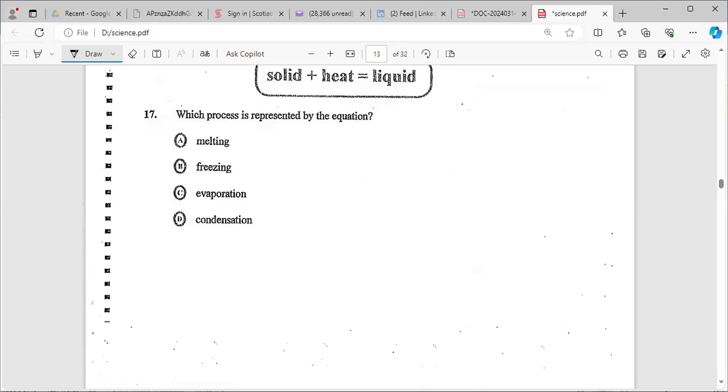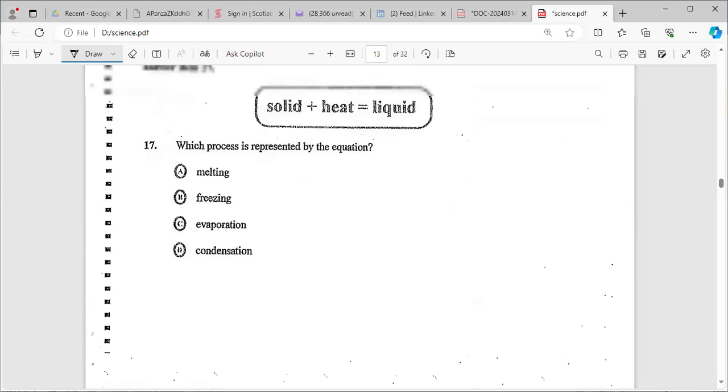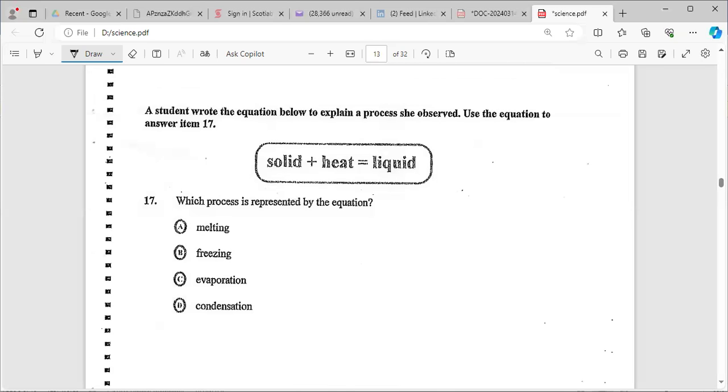Alright, let's look at number 17. A student wrote the equation below to explain the process she observed. Use this equation to answer item 17. And it says solid plus heat is equal to liquid. Which process is represented by the equation? Is it melting, freezing, evaporation, or condensation? And that will be definitely melting.